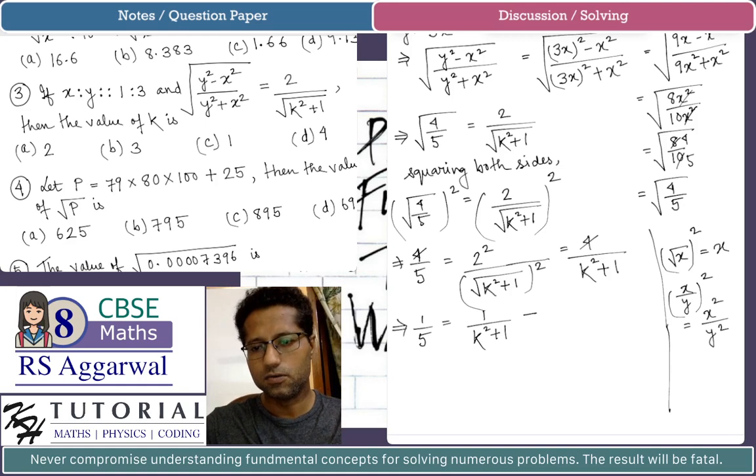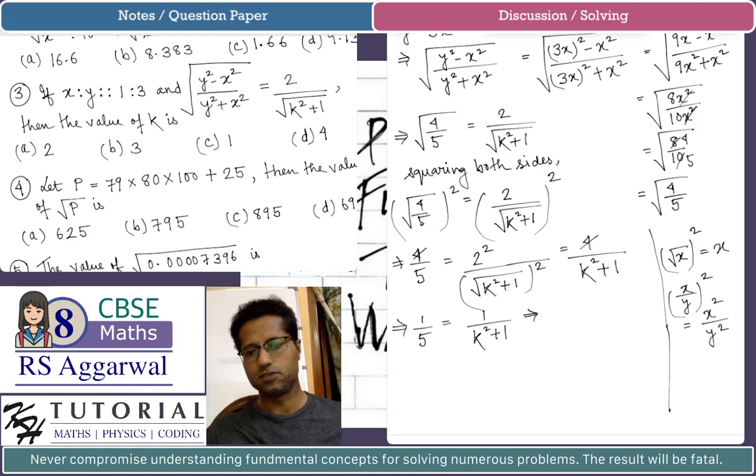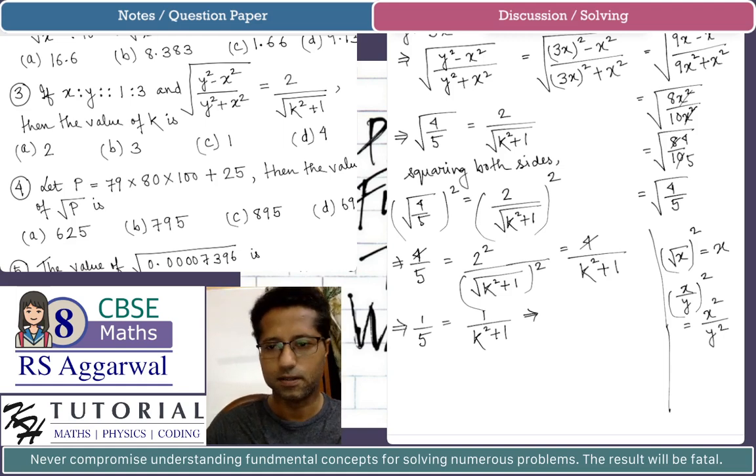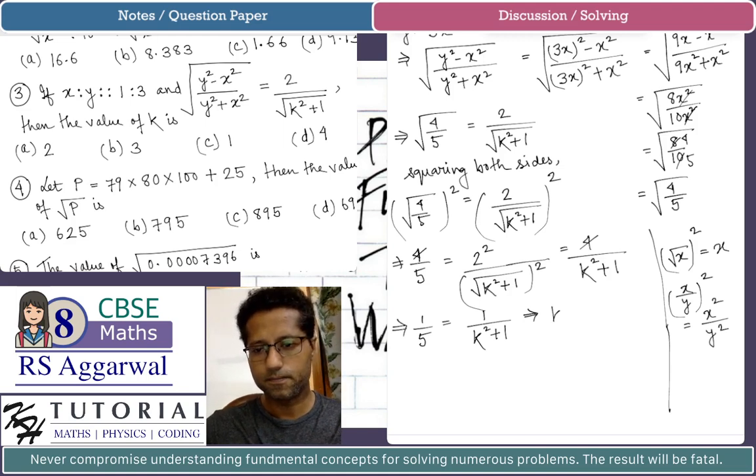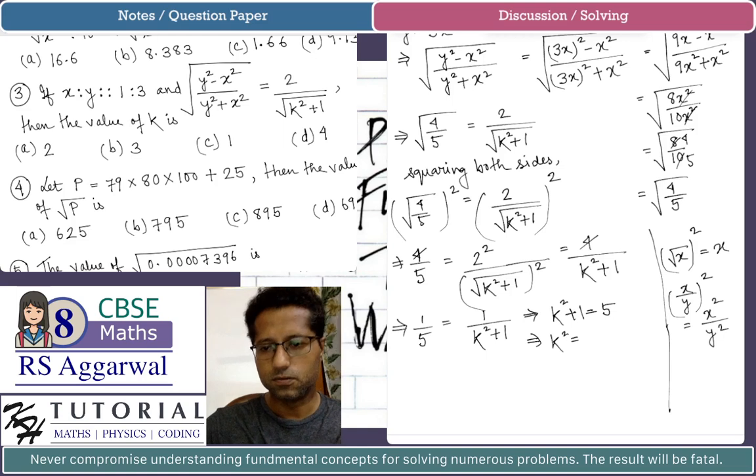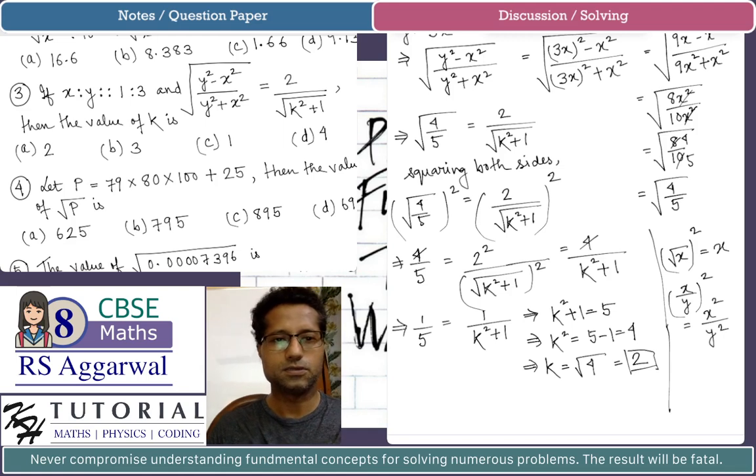From this, you can do a cross product. Now we have our equation where the unknown is k, but it is k². We have to find the value of k. So doing cross product, we get k² plus 1 equals 5. This implies k² is equal to 5 minus 1, which is 4. This implies k is equal to the square root of 4, which is 2. So the value of k is 2. So the correct choice is A. A is the correct choice.